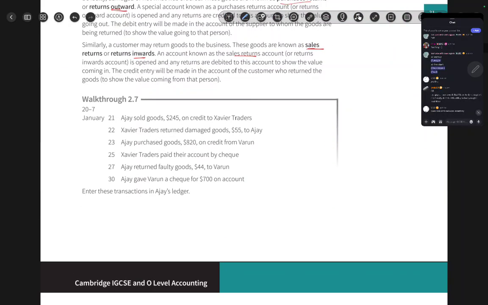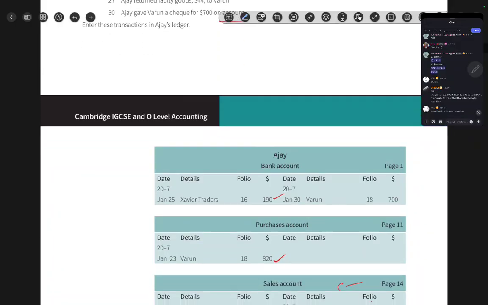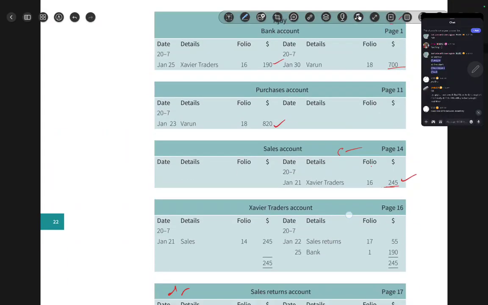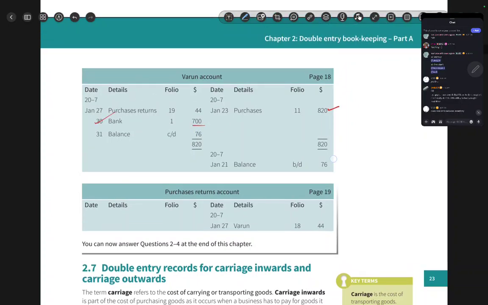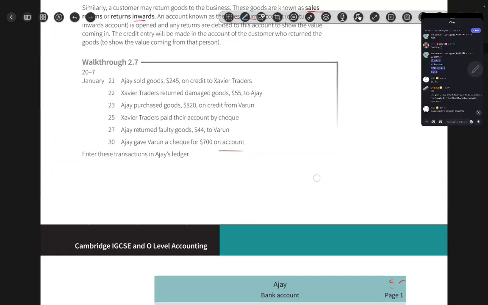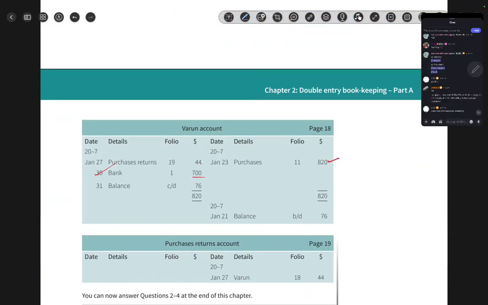Next, Ajay gave Varun a check for 700 on account, which means he didn't pay the entire thing. So your bank balance reduces because you're giving a check, credit side, and it's 700. So Varun's account is going to be on the debit side. You have your bank by 700. Now, where did I say purchase returns? I think I skipped this. You return 44 goods to Varun. So you have purchase returns over here, and you can see again the summary of this account.